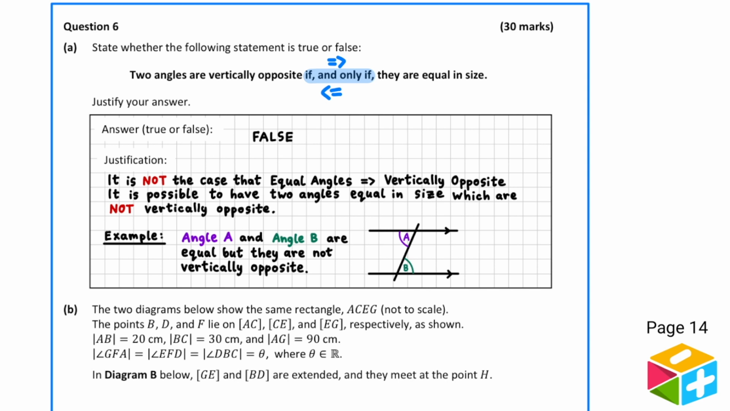To illustrate this, I've drawn a little diagram. The angles A and B here are alternate angles, which means they are equal. However, they are not vertically opposite. So we've shown that it's possible to have two angles equal in size which are not vertically opposite. This means that the statement is false.